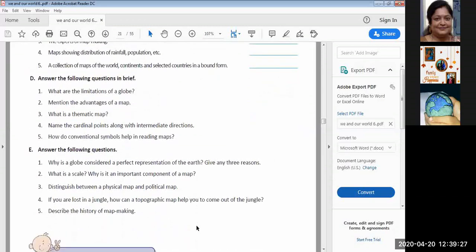Okay, coming to answer the following questions. Very good. Why is a globe considered a perfect representation of the earth? Give three reasons. Point one, it shows us a three-dimensional view. Point two, it gives the exact location of each and every particular place. Yeah, very good answer, Mridul. And third, we can show the whole country at the particular point along with its latitude and longitude. Very good answer, Mridul, because it shows a three-dimensional view of Earth. It gives a better idea regarding latitudes and longitudes. It gives the correct location of a country.